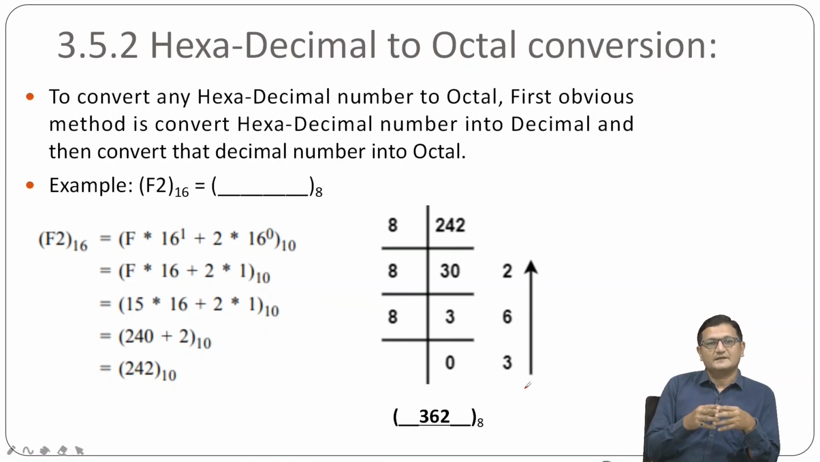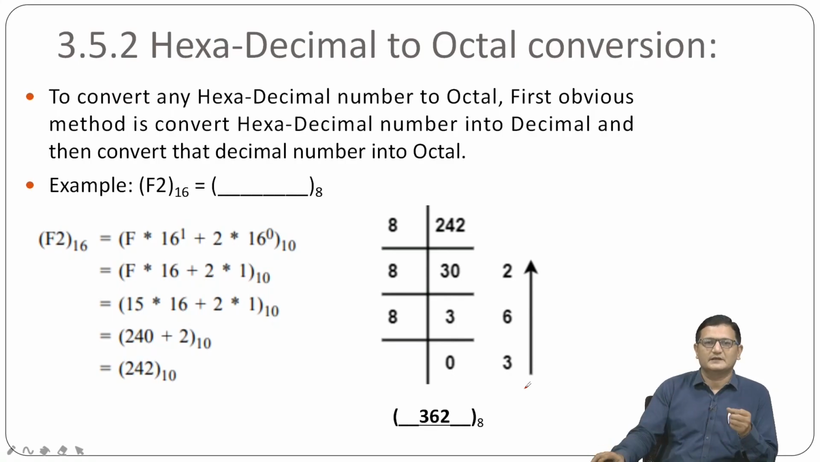So first, whatever hexadecimal number is given to you, you try to convert it into the decimal form. And once you have the decimal number, you can easily convert it into the octal format. We have seen both conversions. I have already taught you how to convert a hexadecimal number into decimal, and also how to convert a decimal number into octal.